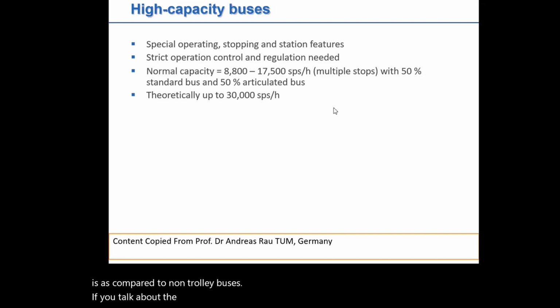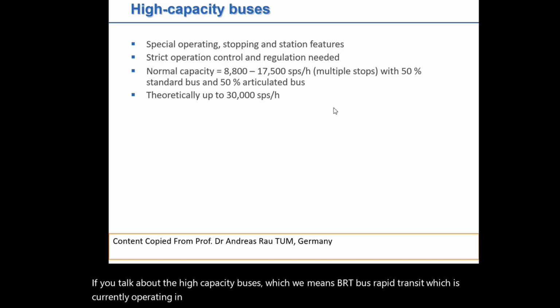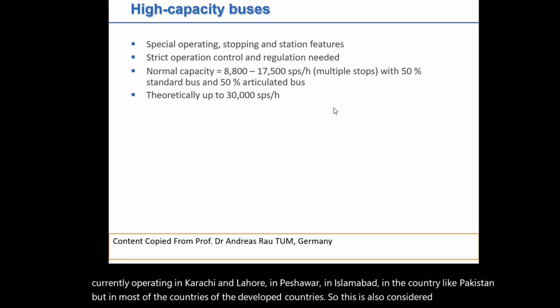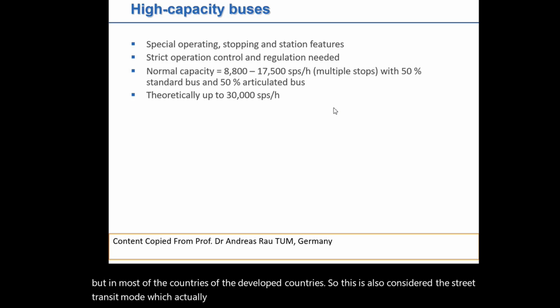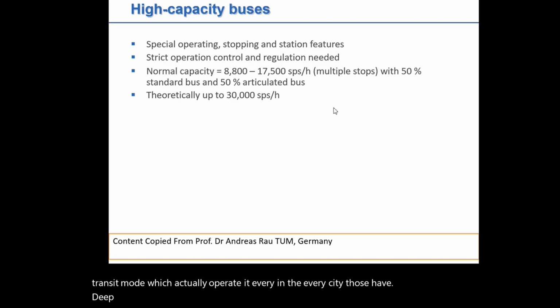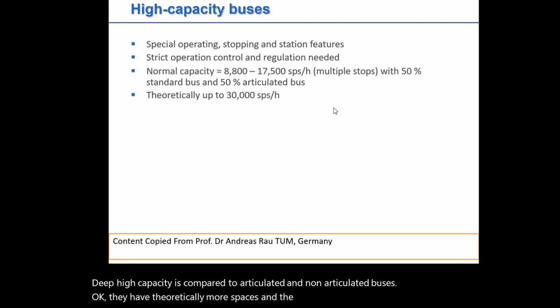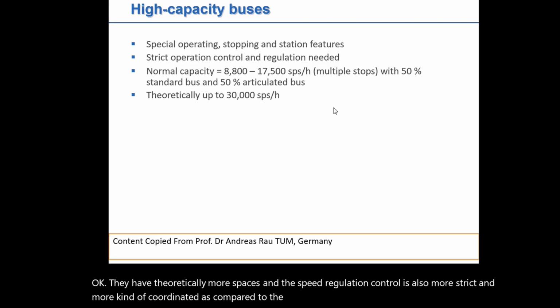If you talk about the high capacity buses, which means BRT, bus rapid transit, which is currently operating in Karachi, Lahore, Peshawar, Islamabad, in a country like Pakistan, but also in most of the developed countries. This is also considered a street transit mode, which actually operates in every city. Those have higher capacity as compared to articulated and non-articulated buses. Theoretically they have more space, and the speed regulation control is also more strict and more coordinated as compared to the other regular buses.